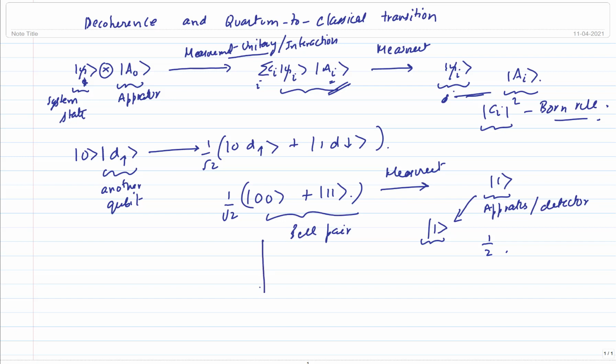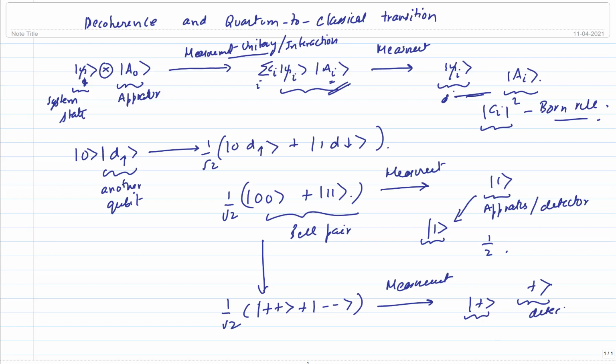But this state is actually essentially rotationally invariant locally. So this state can also be written as the eigenstate of the Pauli X operator. So now the measurement yields this state of the detector, and then you will infer the qubit to be in the corresponding state. So this is the state of the detector now.